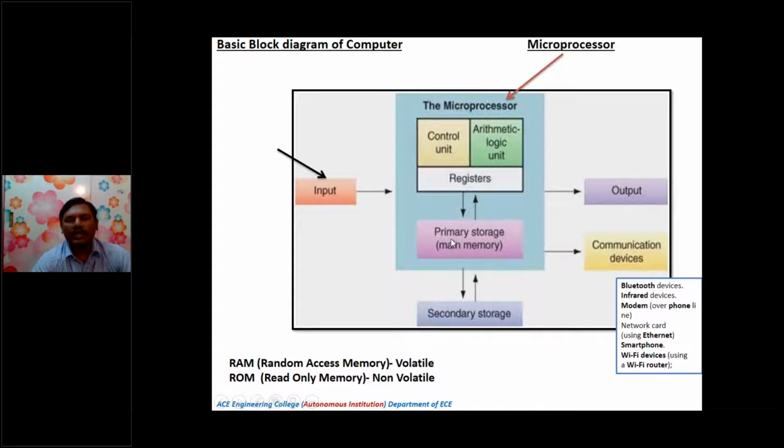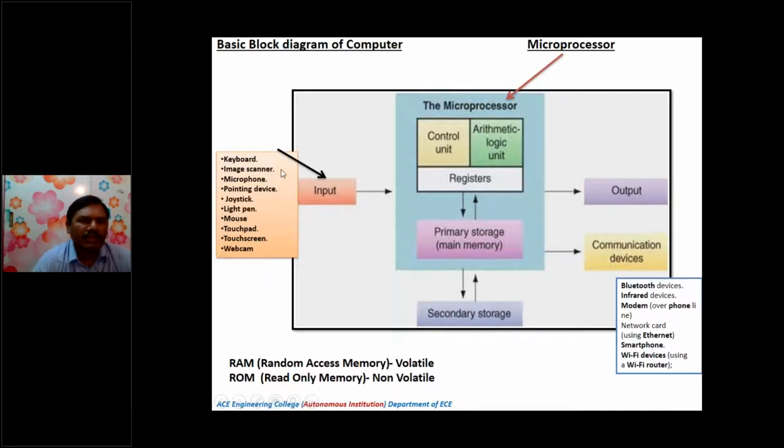One more main component of digital computers is primary storage and secondary storage. And here, what are the input devices? There are different types of input devices: keyboard, image scanner, microphone, pointer device, joysticks, and so on. These are all called input devices, and these are called output devices.